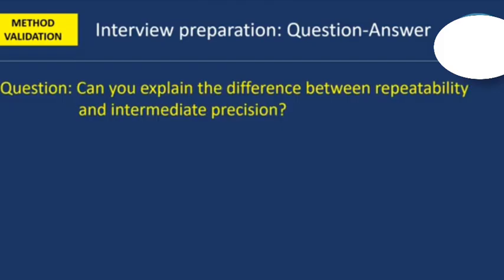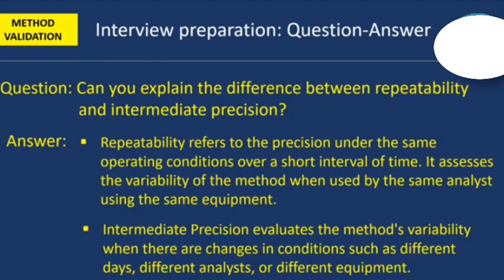Next question, can you explain the difference between repeatability and intermediate precision? The answer is repeatability refers to the precision under the same operating conditions over a short interval of time. It assesses the variability of the method when used by the same analyst with the same equipment, while intermediate precision evaluates the method's variability when there are changes in conditions such as different days, different analysts or different equipment.